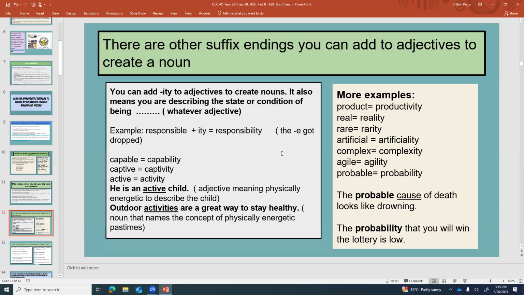Here's another example of how they can change in their meaning. The probable cause of death looks like drowning, so likely cause of death. The probability that you will win the lottery is low. There, we're not describing anything. We're talking about the concept of how likely something is, right? A little bit different.